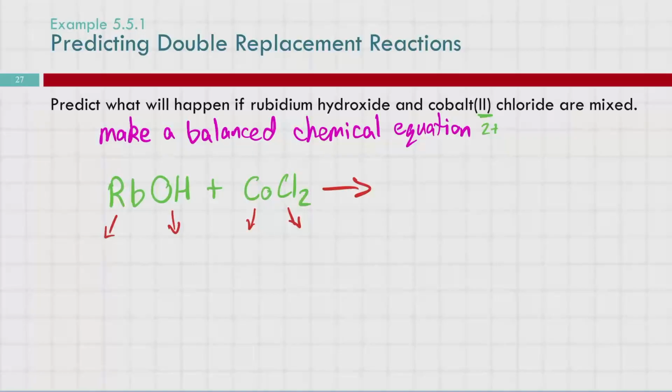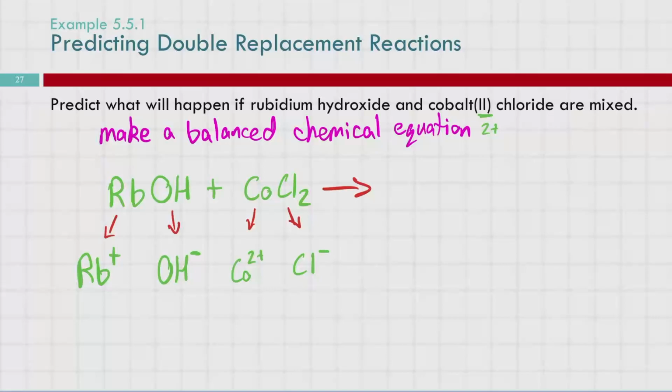So Rb is going to be Rb with a 1 plus charge. OH is a polyatomic group, it's hydroxide, so that's going to be OH minus. From our CoCl2, we've got cobalt. The cobalt is a 2 positive charge. We could figure that out if we weren't told it from the number of chlorides that we have. That maybe takes us back to thinking about our nomenclature when we were doing this for ionic compounds. Chlorine is going to be a Cl minus. So those are the individual ions that we'll have.